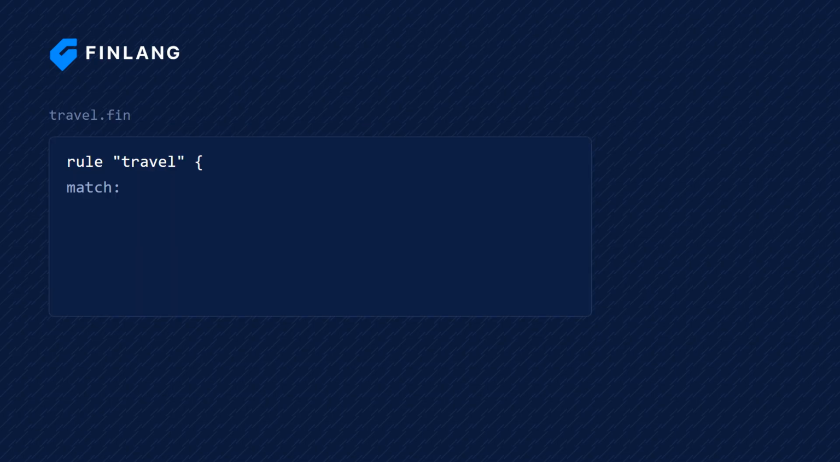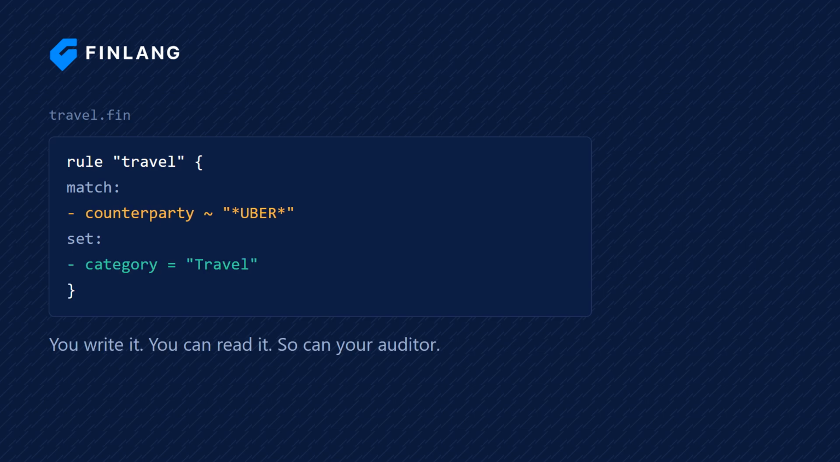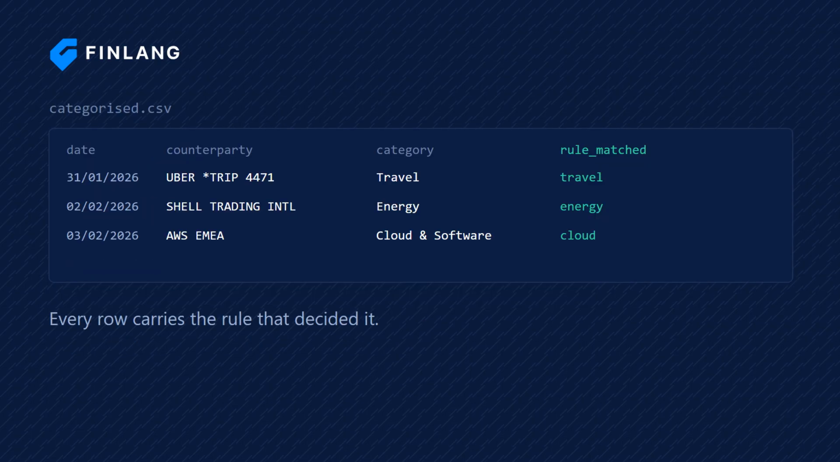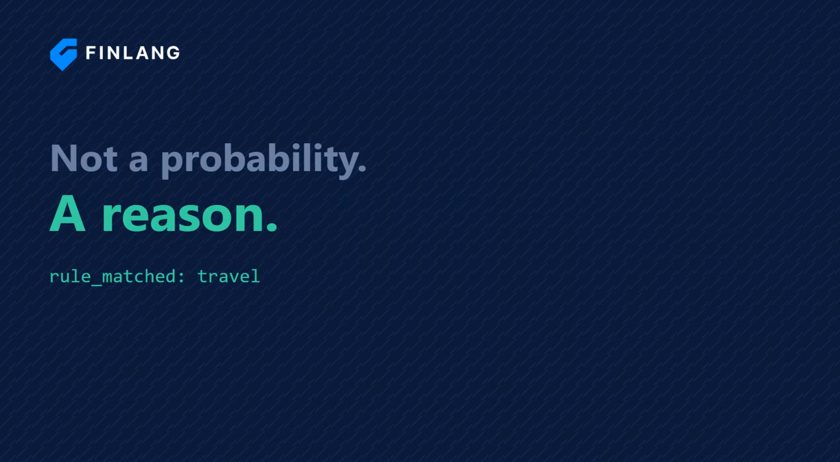FinLang answers differently. You write the rule yourself, in plain text, in language a finance team can actually read. If the counterparty looks like Uber, it's travel. Run it, and every transaction comes back with a category and the name of the rule that decided it. Not a probability, a reason.